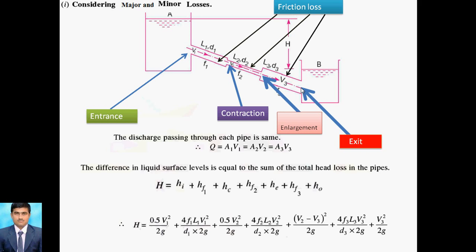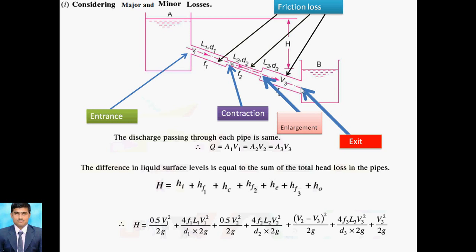Then put in the values for the major and minor losses. That is HI equal to 0.5 V1 square by 2G, plus 4 F1 L1 V1 square by 2GD1, that is for section 1. Then HC, meaning contraction, 0.5 V2 square by 2G, plus 4 F2 L2 V2 square by 2GD2. This is for the second pipe. HE is for enlargement.